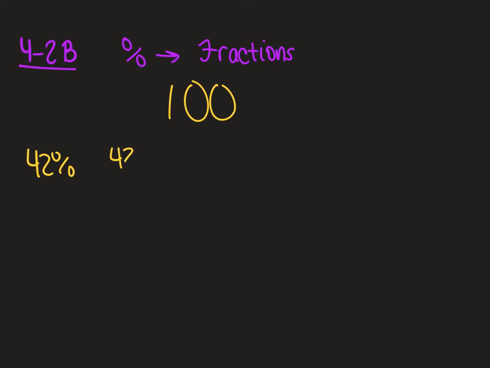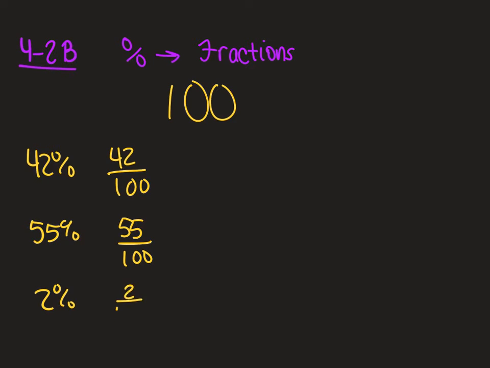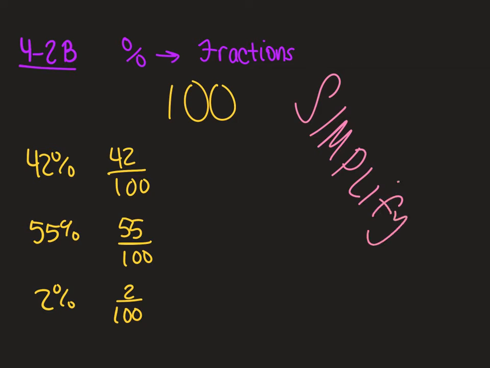42% is, guess what? 42 out of 100. 55% is 55 out of 100. 2% is 2 out of 100. Do you think we're done though? Have we done everything we should do? No, we have to simplify. We can't leave them like that, so we must simplify.